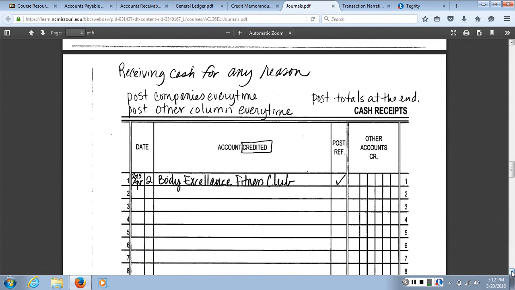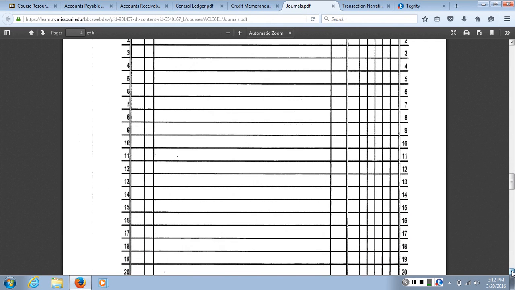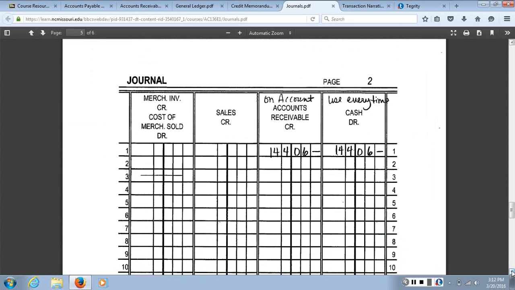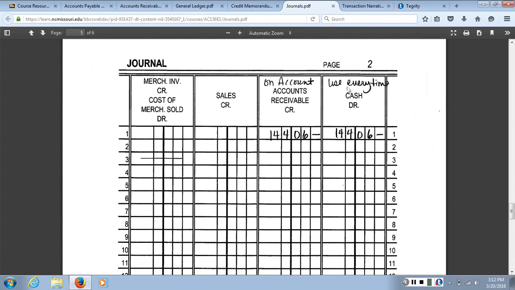This journal will have company names here, possibly if it's on account, or it could have something other. That's why we have this other account here. That will be used for any type of general ledger account. On the other half of the page, you have cash as a debit. You're going to use that every time because you're receiving cash. And if it's on account, you'll use accounts receivable.